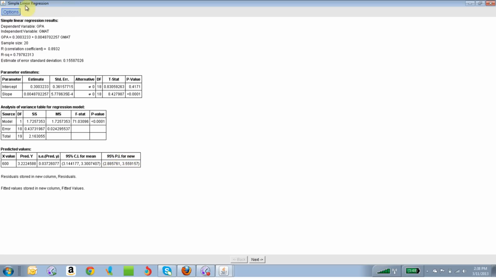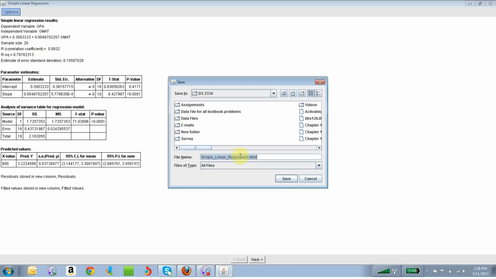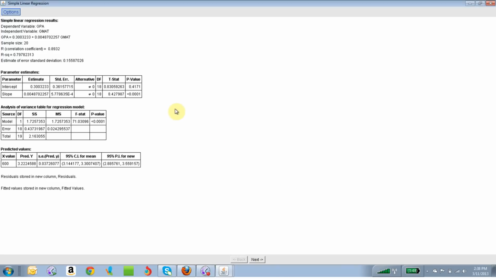Now I can easily save these, or copy and paste them. So if I save it to my computer, I'm going to save it as simple linear regression result for 13.78. And I could easily copy these to Microsoft Word, or I can make it part of Microsoft Word actually.